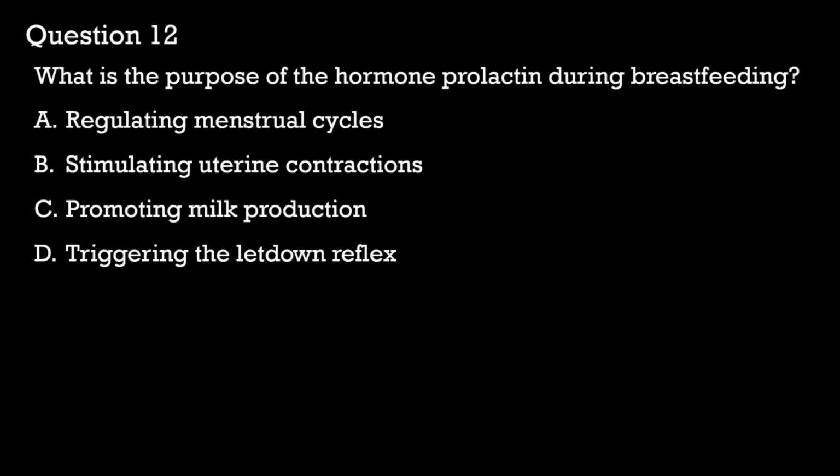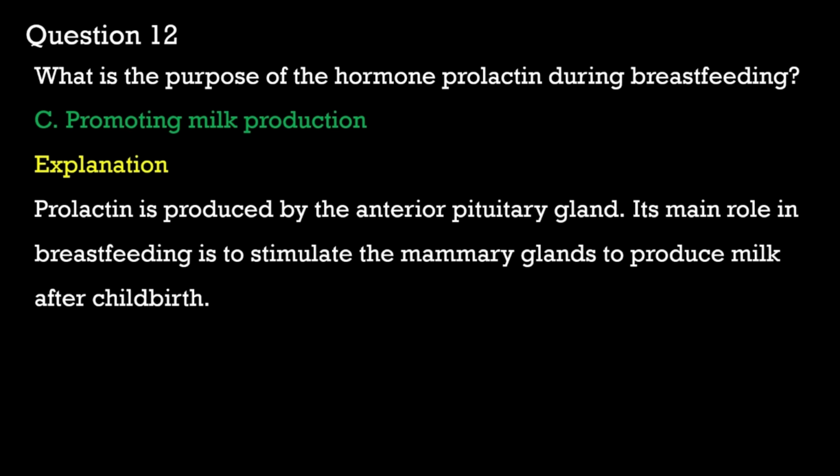Prolactin is produced by the anterior pituitary gland, and its main role in breastfeeding is to stimulate the mammary glands in order to produce milk after childbirth. The prolactin level rises in response to the baby's suckling. In option D, triggering the letdown effect is also caused by oxytocin, and this makes milk already in the breast flow to the nipple. So our answer here is option C. Prolactin promotes milk production.